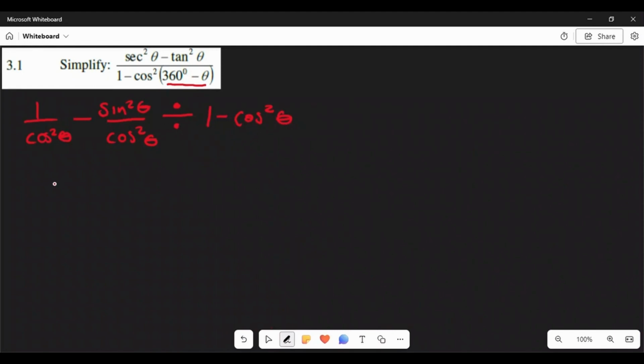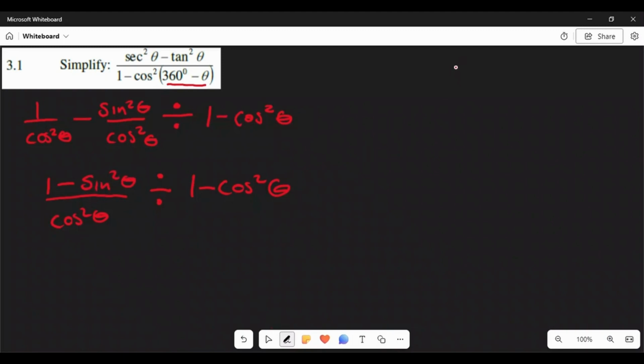So from here, guys, we start. As you can see here, we have these two terms that are divided by cos squared, so we can say 1 minus sine squared theta divided by cos squared theta. This is also divided by the same thing that we see this side, which is 1 minus cos squared theta. Right, so here, guys, we need to use some of the identities, so we're gonna use the square identities.